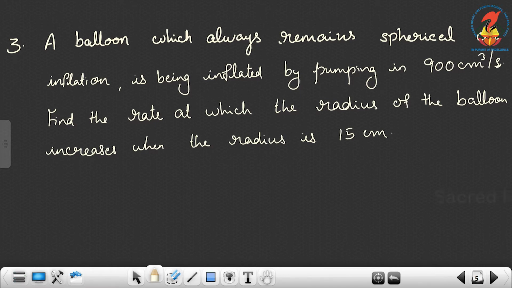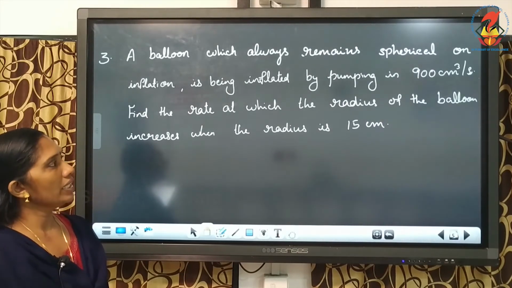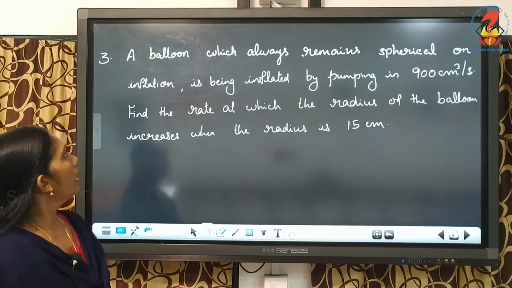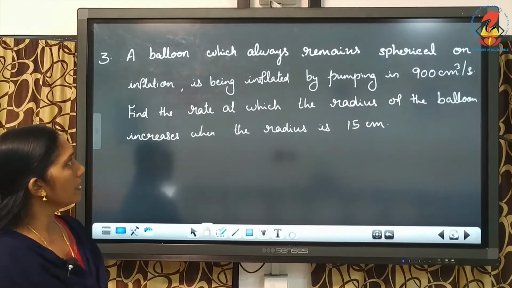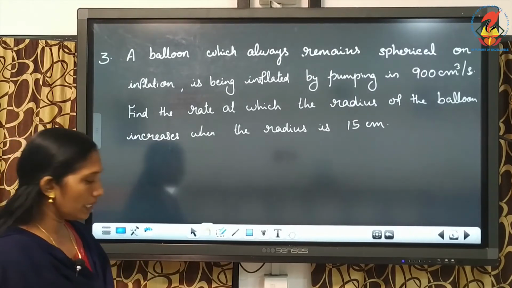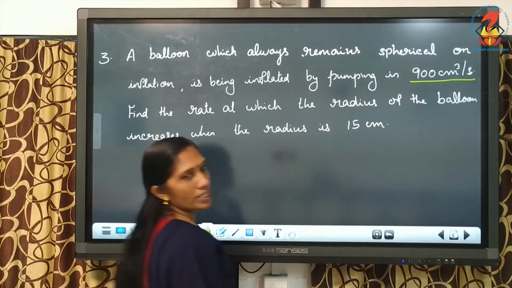is being inflated by pumping in 900 centimeter cube per second. Find the rate at which the radius of the balloon is increasing when the radius is 15 centimeter. So, once again you read the question. Then what is given in the question, what we have to find? A balloon which always remains spherical on inflation is being inflated by pumping in 900 centimeter cube per second. So what is given, this 900 centimeter cube per second?